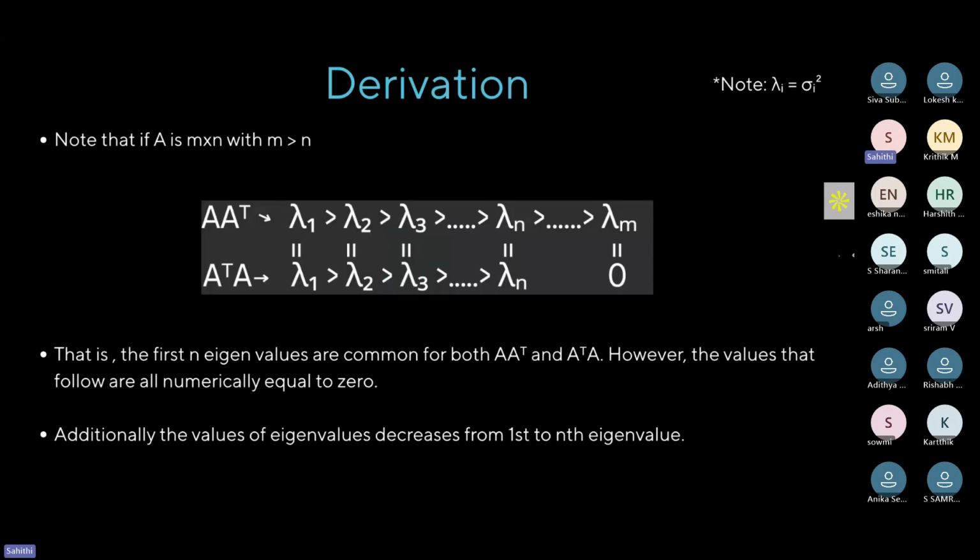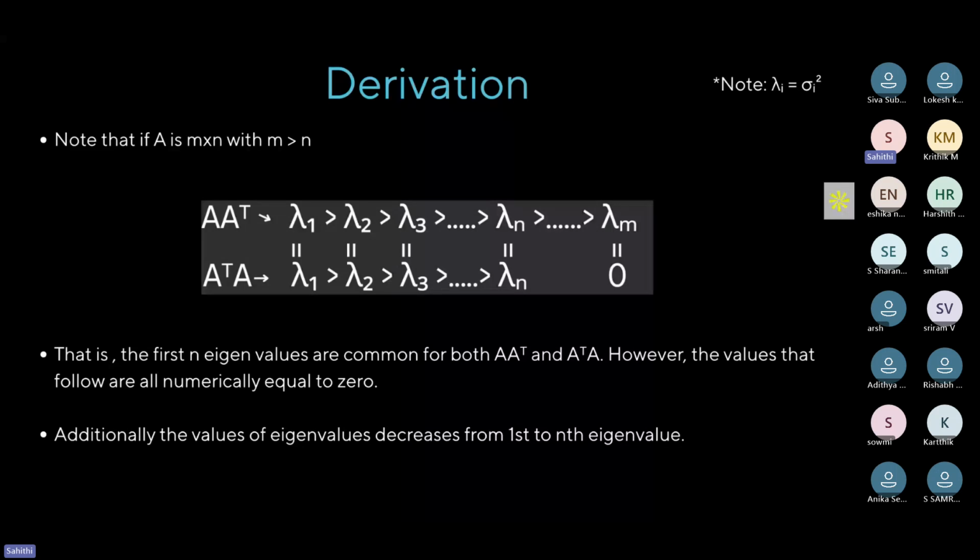Okay, so now if A is an m into n matrix, where m is greater than n, A A transpose will have m eigenvalues and A transpose A will have n eigenvalues. So the first n eigenvalues of both would be the same, and the extra m minus n eigenvalues of A A transpose would just be equal to 0. Additionally, the eigenvalues decrease from the first to the nth eigenvalue.